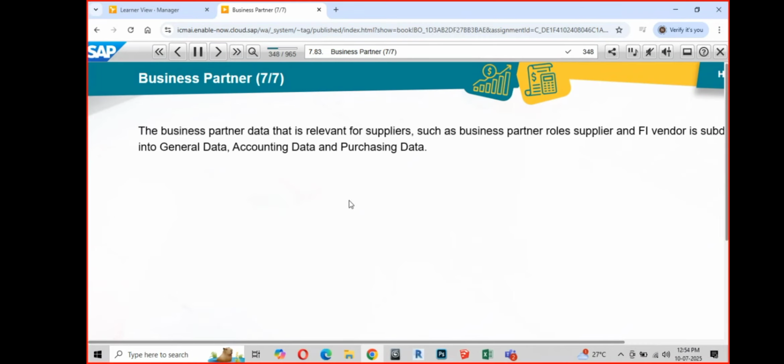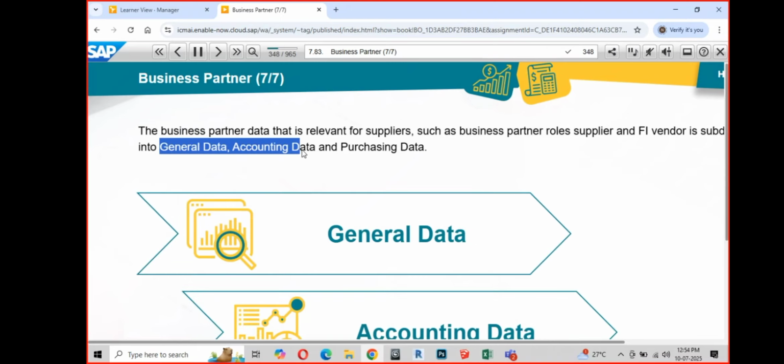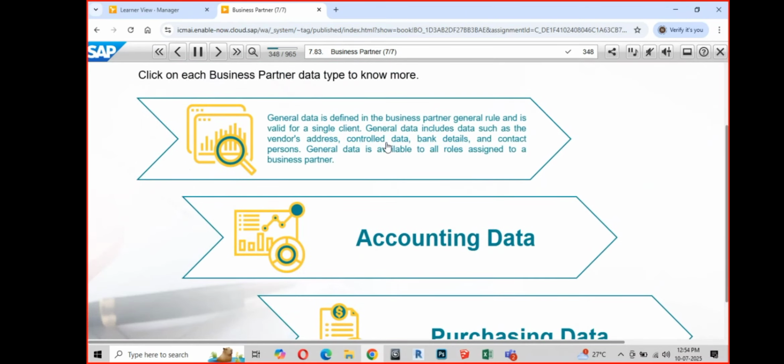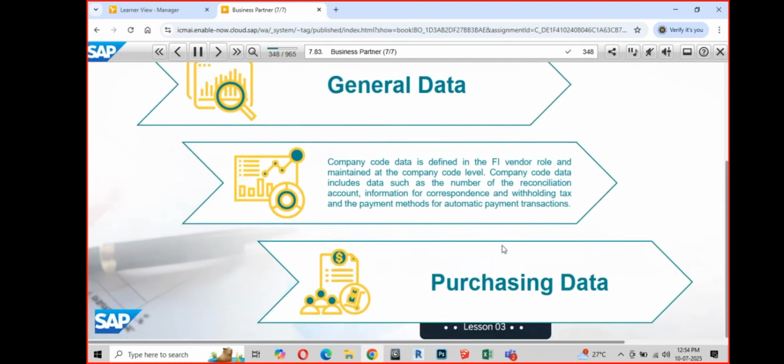Did you see this? General data, company code data, or your accounting data, and the purchasing data. So you can click on everything. General data is defined in the business partner general role and valid for a single client. It includes data such as vendor's address, bank, contact people, email, contact number, right? Accounting. What is accounting information? What company code data? Number of the reconciliation account.